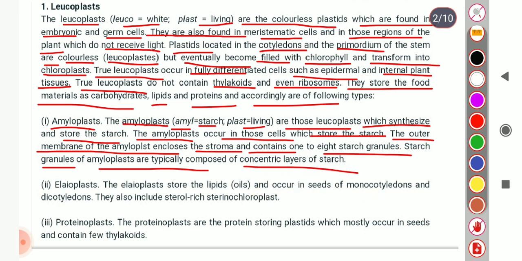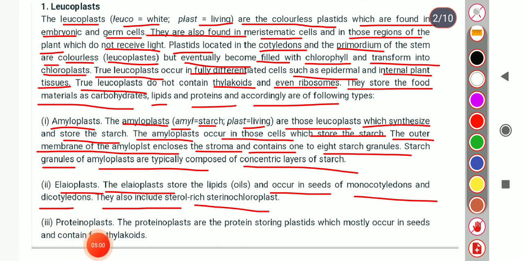Second, elaioplast. Elaioplasts store lipid oils and occur in seeds of monocotyledons and dicotyledons. They also include sterol-rich steroplast. Elaioplasts occur in seeds of monocotyledons and dicotyledons.